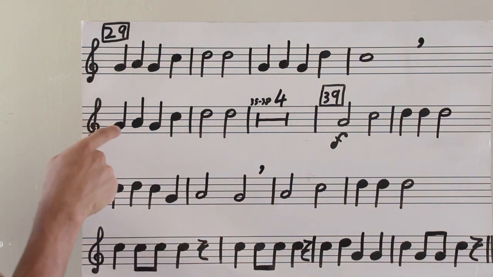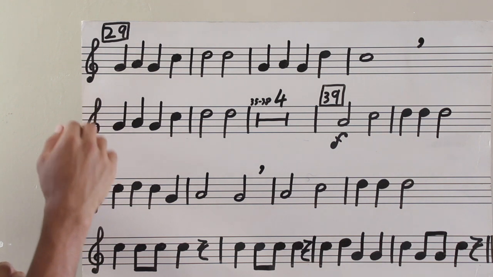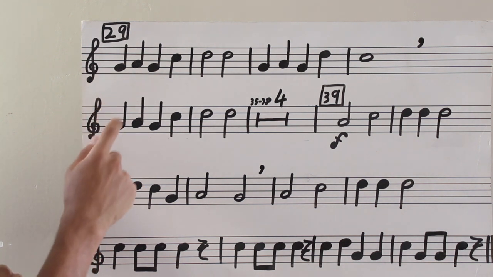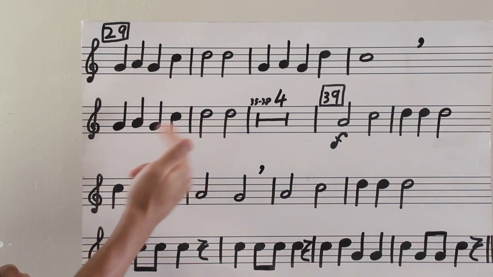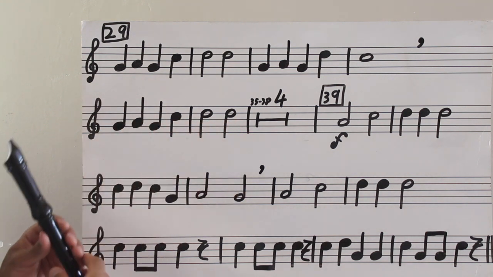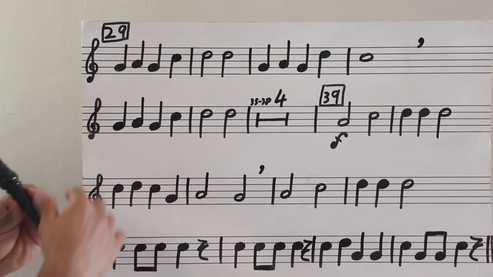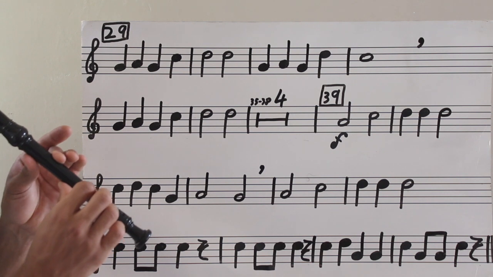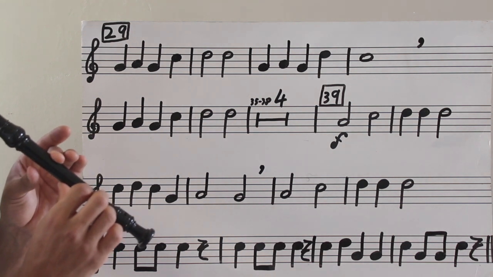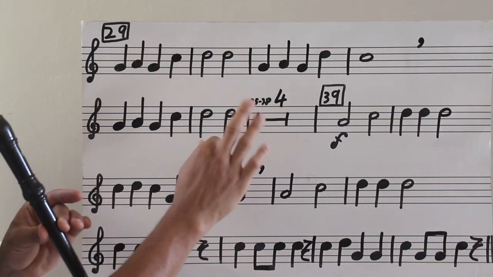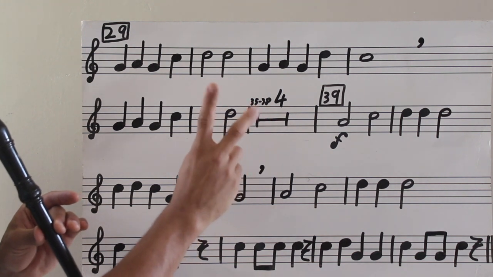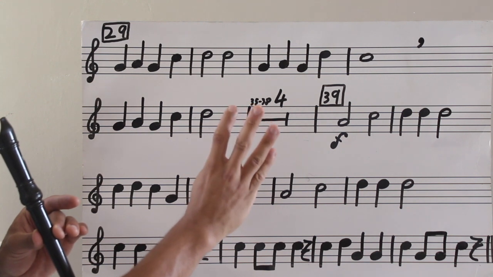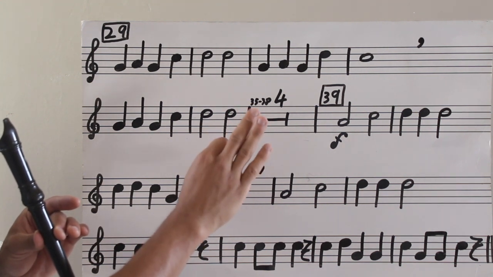Alright, good. Let's keep going to our bar number 33. What we have is the exact same pattern we had in bar 29, our G, A, G, C, 2 high Ds. So no problem, let's go ahead and play it. 1, 2, 3, let's go. 1, 2, 3, 4. 1, 2, 3, 4. 1, 2, 3, 4. 1, 2, 3, 4.